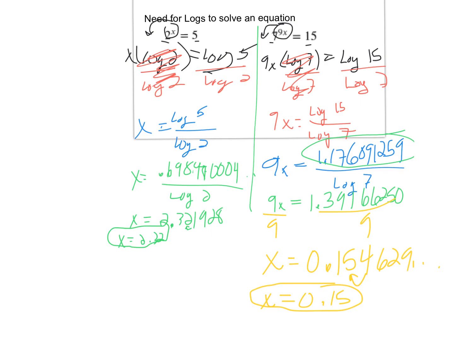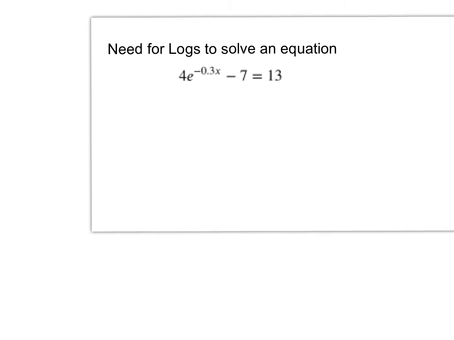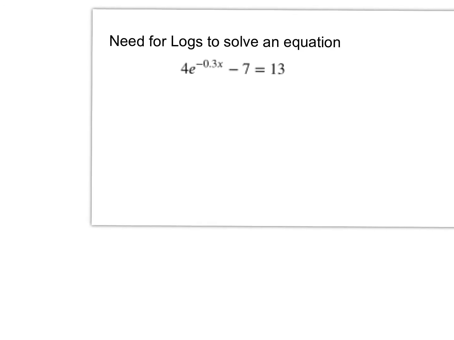So again, we are ready to move on. All right, next one. Need logs to solve an equation like this one. All right, now notice we have e. So that means we're not going to be using regular log. We're going to use natural log. But notice also around the e to the power of stuff, we have all this other garbage here. We got to get rid of that first before we can take a logarithm. Otherwise, this is going to get pretty ugly. So, just like we would if we were solving a normal equation here, first thing I'm going to do is start by adding the 7 away.